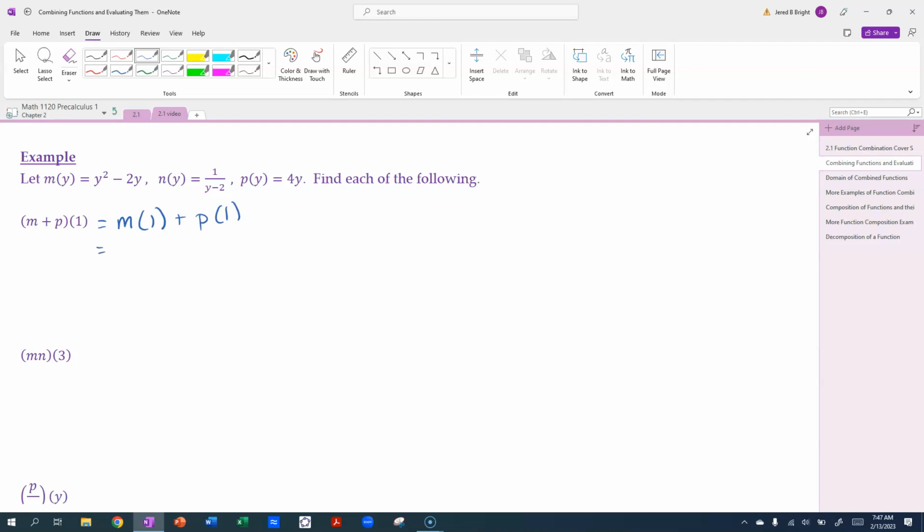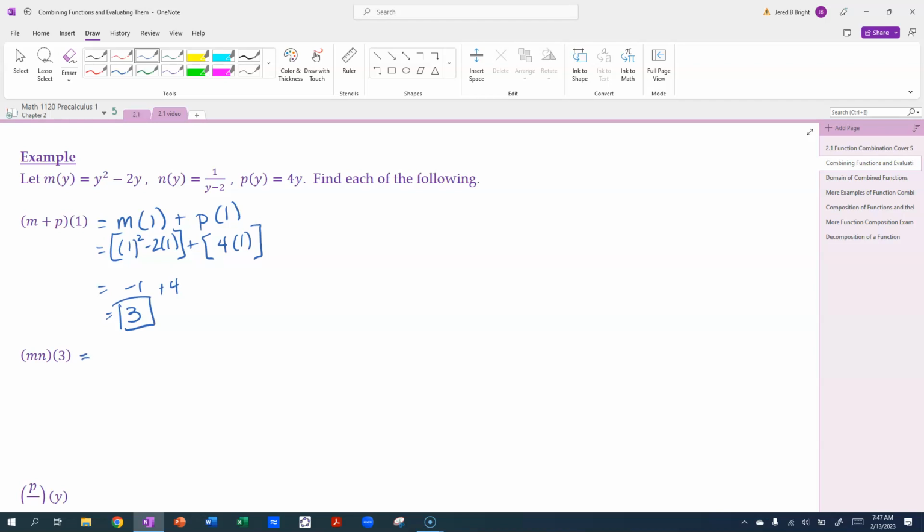m of 1 is going to be 1 squared minus 2 times 1. And then p of 1, I'll put m of 1 in brackets just so it's clear. And p of 1 is just going to be 4 times 1. So then in all, what does this come out to? Minus 1 and then plus 4. So in all I get positive 3. Okay, there we go.